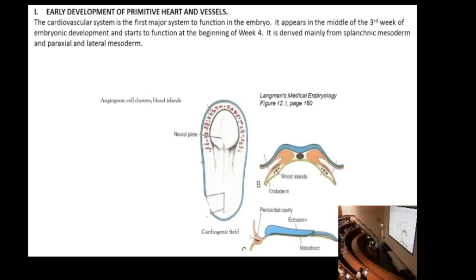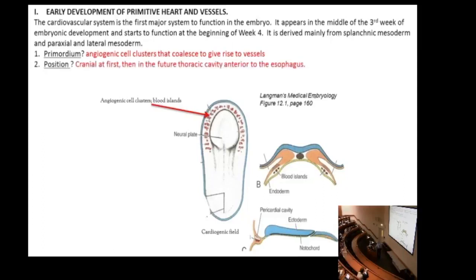It's where we almost always start with this trilaminar embryo. And what happens, these are those red balls at the carnival that a guy's juggling. They're referred to as angiogenic cell clusters, and they're going to coalesce. And when they coalesce, they form a tube. That tube is going to form on either side of the embryo. You actually have two aortas, and then with that folding, it becomes one. So it's cranial at first, and then it's in the future thoracic cavity anterior to the esophagus.